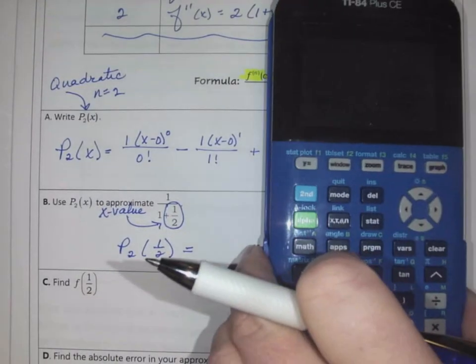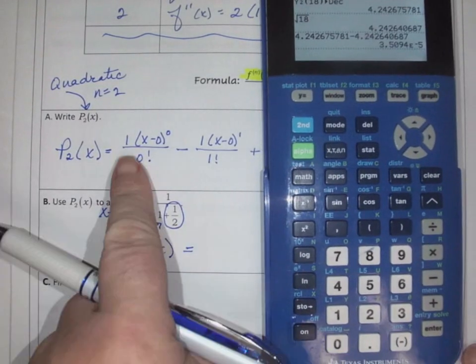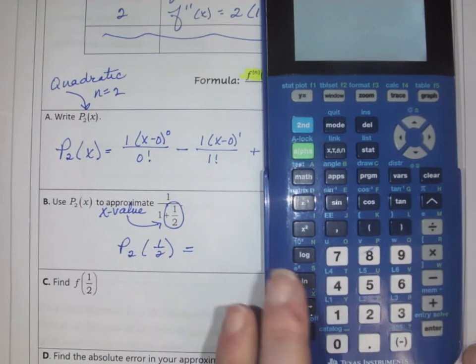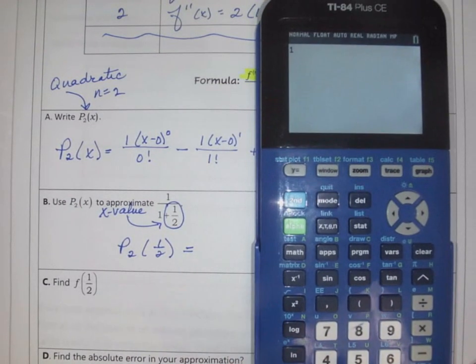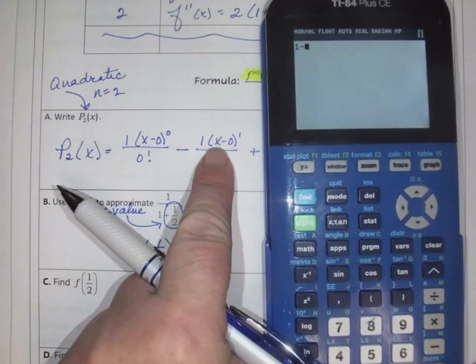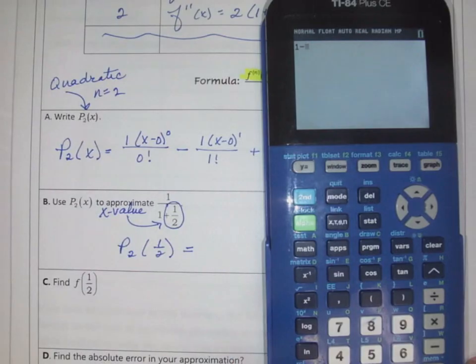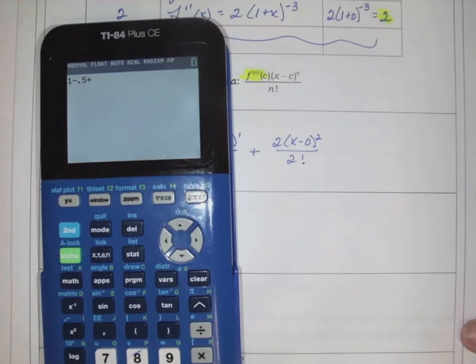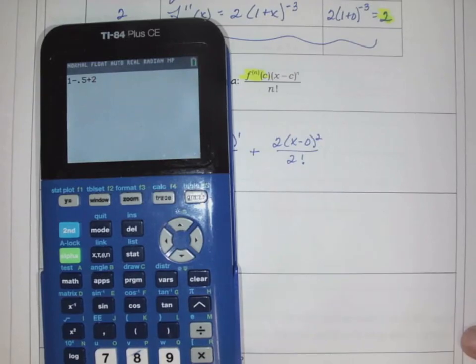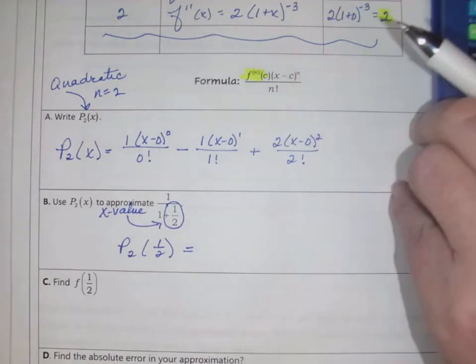And so that would be, if I do that one, it would be 1 minus, okay, so now my x is 1/2, so it'll be 0.5, plus, and this next one is 2, no, because 2 divided by 2 would be 1. So it would just be 0.5 squared, which is 0.75.